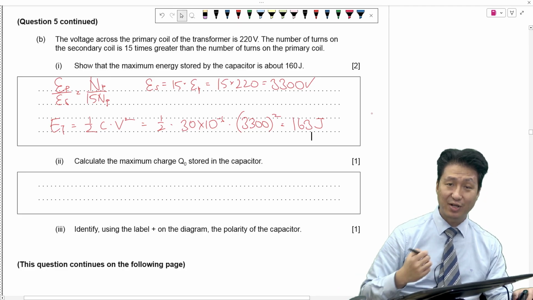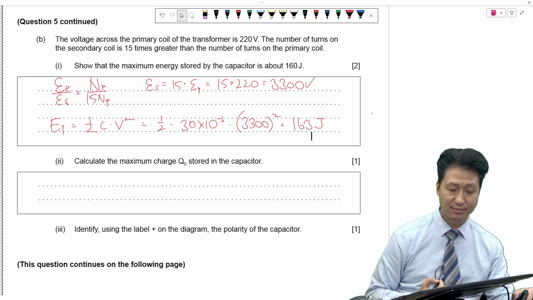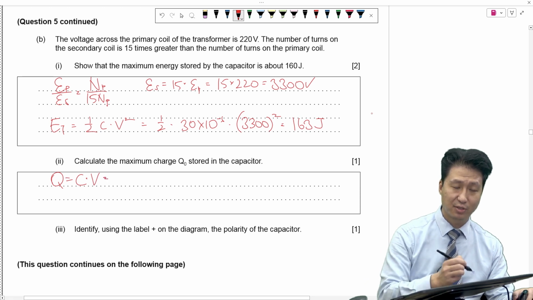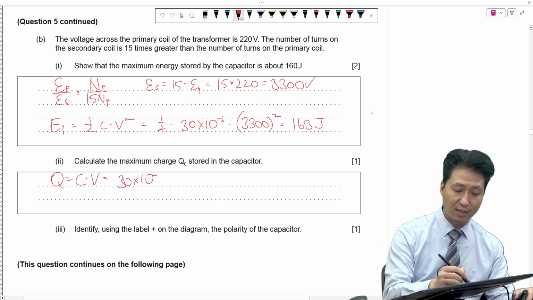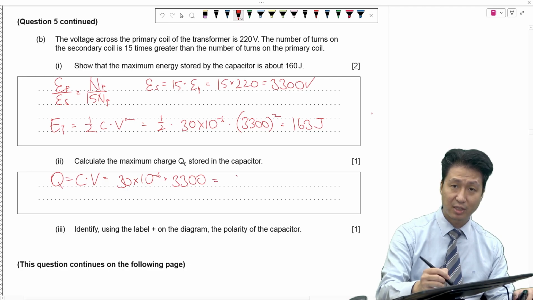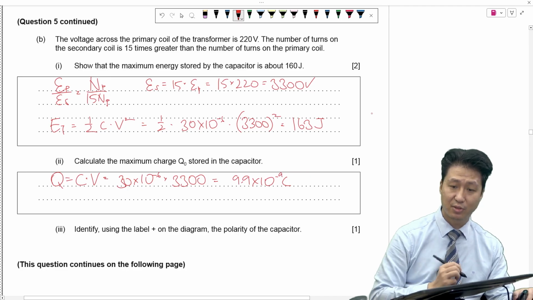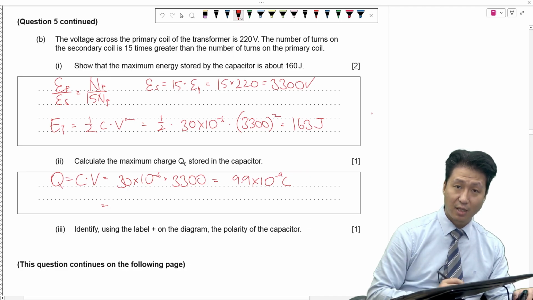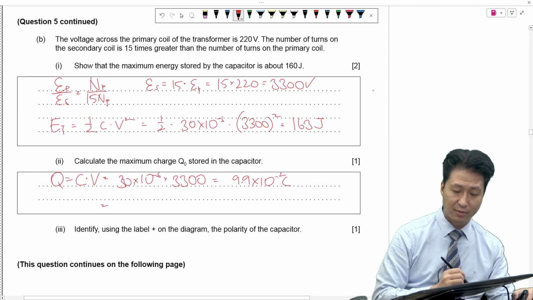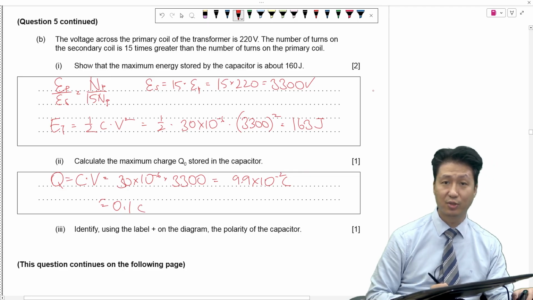Part 2, calculate the maximum charge stored in the capacitor. Again, charge is very simply the capacitance times the voltage. 30 times 10 to the negative 6 times 3,300, which is approximately 9.9 times 10 to the negative 2 coulombs, which is approximately 0.1 coulombs to one significant figure.